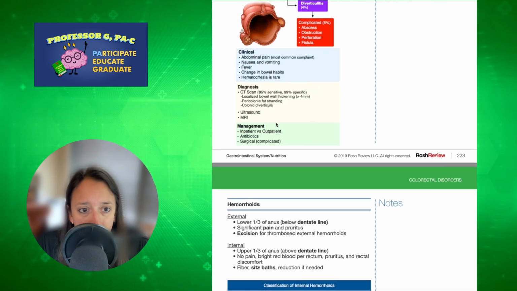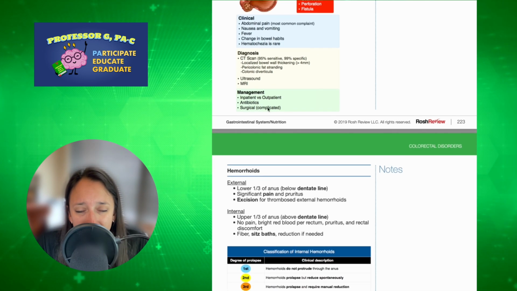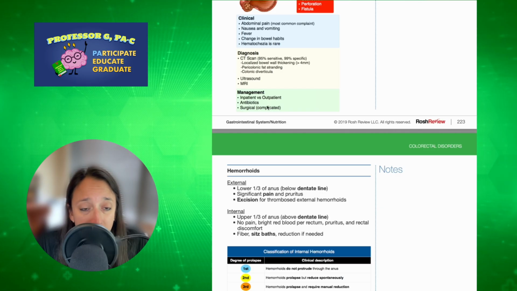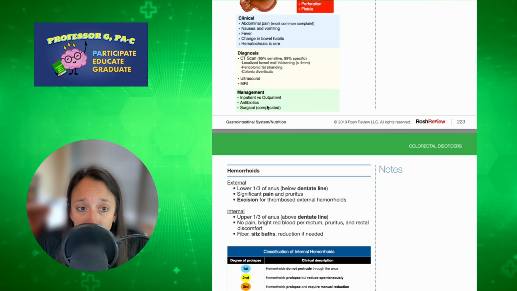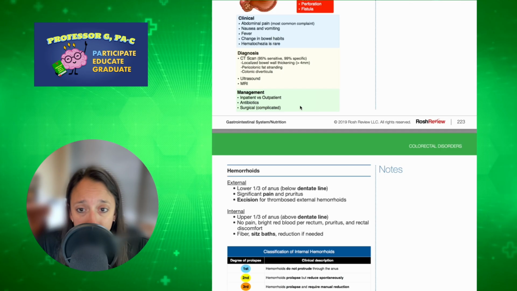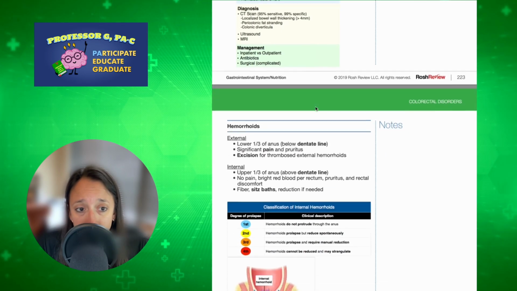CT scan, and then we have to decide if the patient's sick enough to be admitted to the hospital. Sometimes we can treat this outpatient in uncomplicated patients with no major risk factors, and antibiotics is going to be the treatment of choice.